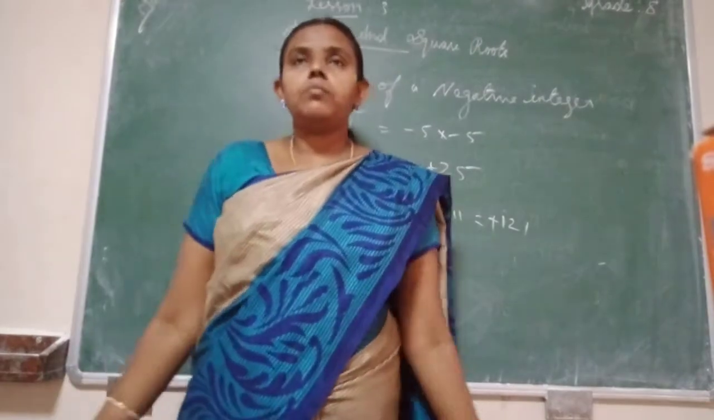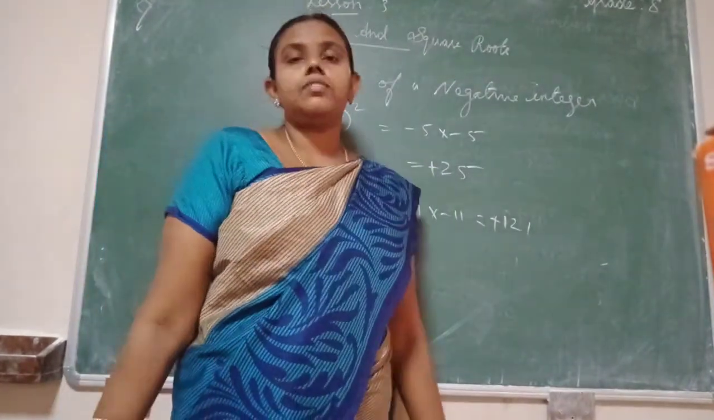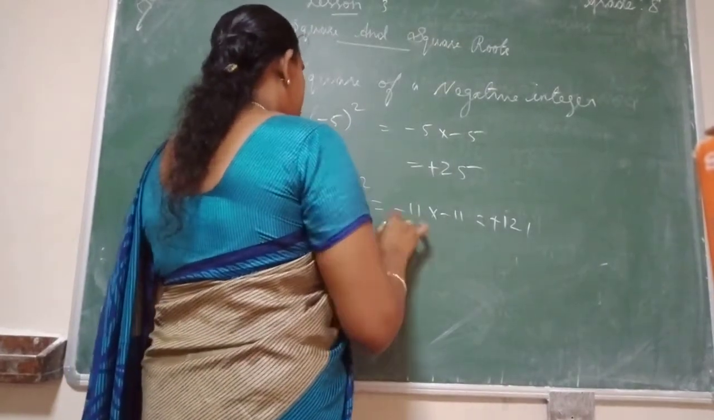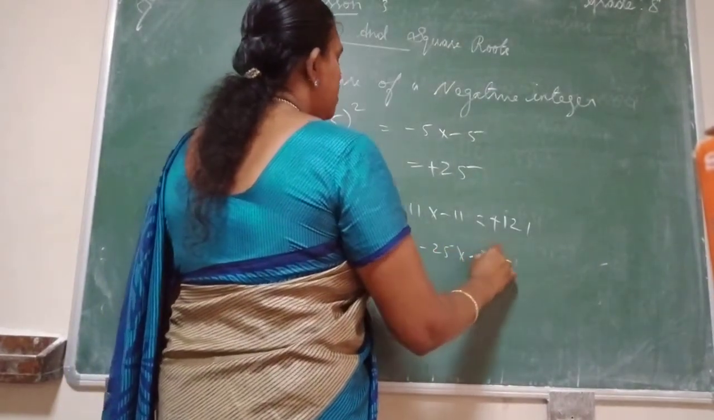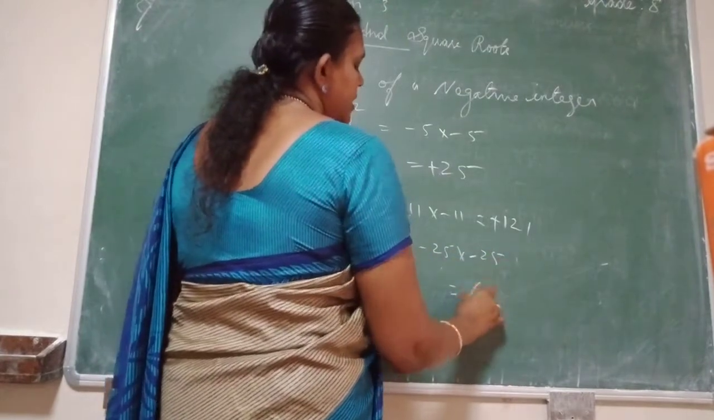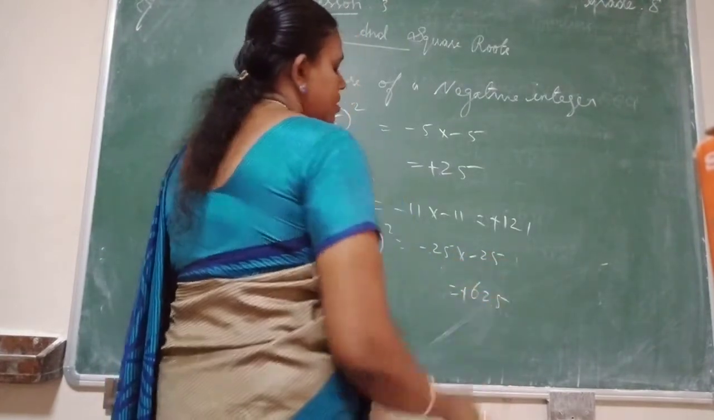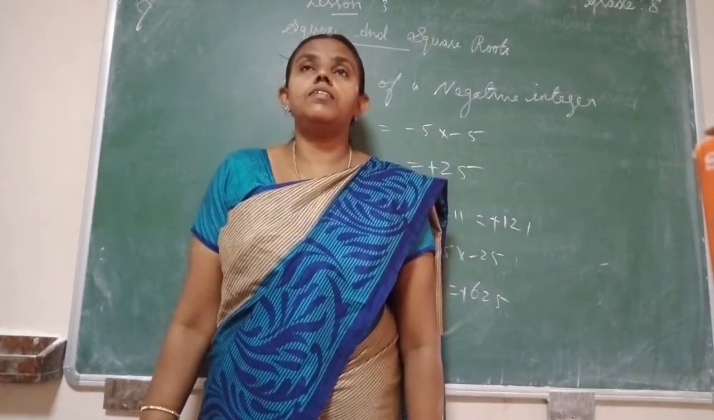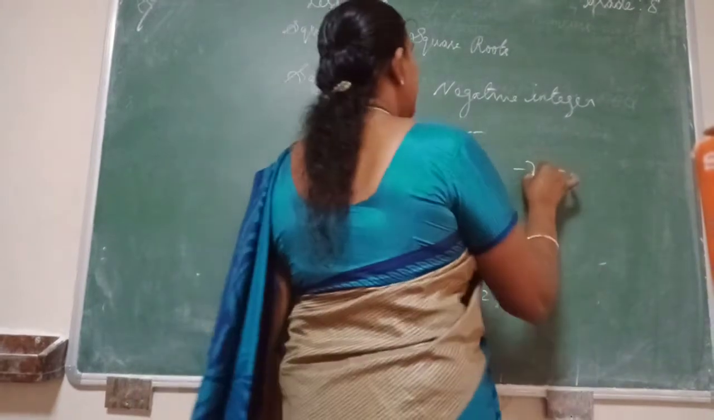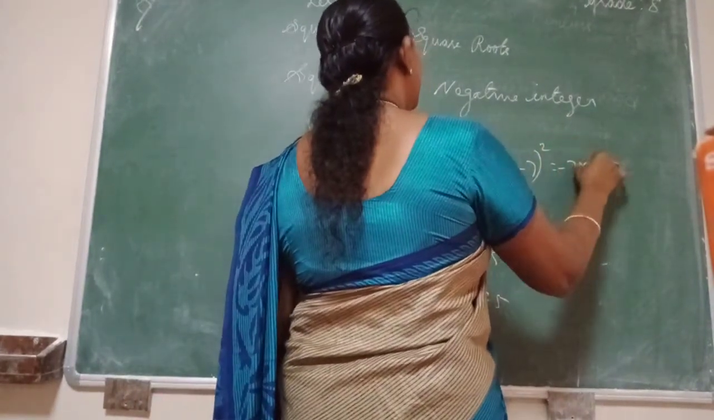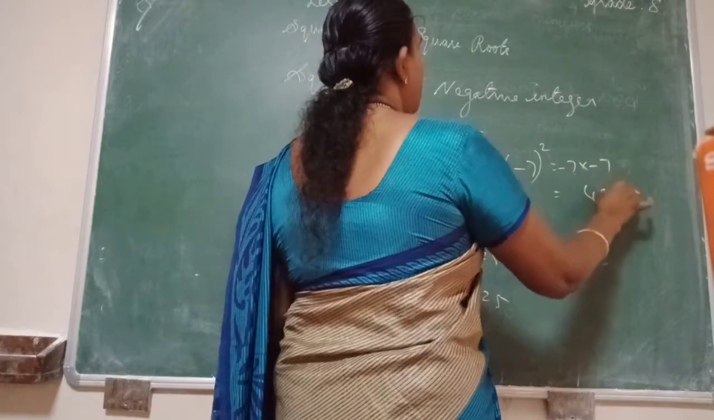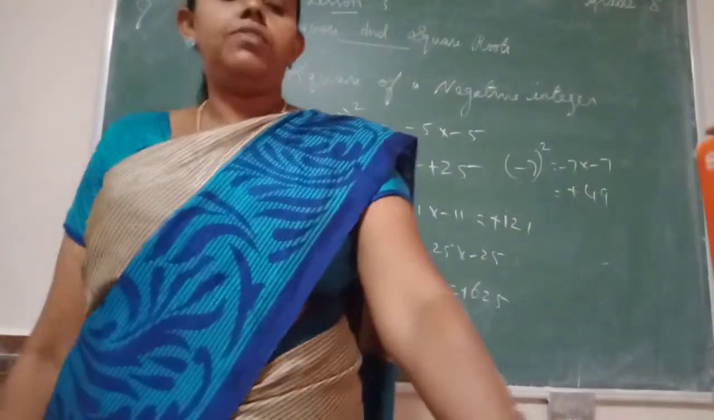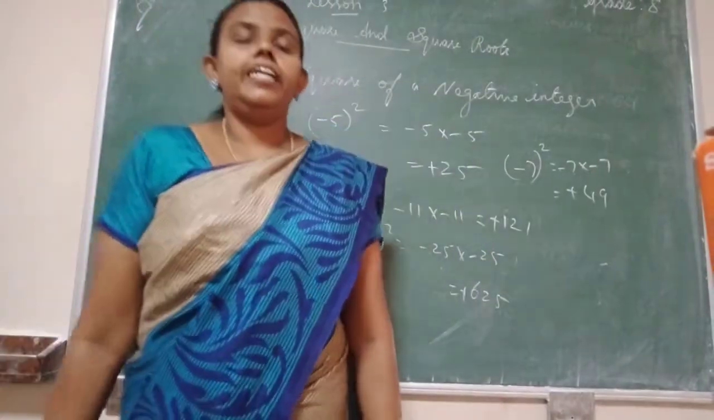So minus 1 square or minus 13 square or minus 12 square or minus 15 square or whatever may be. Minus 25 square is minus 25 into minus 25. For example, minus 7 the whole square is minus 7 into minus 7. 7 7s are 49. Minus into minus plus. Square of a negative integer will always be a positive integer.